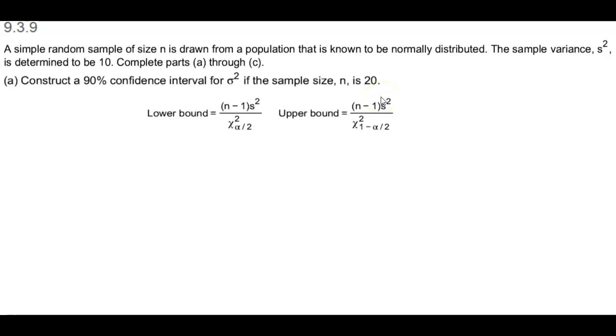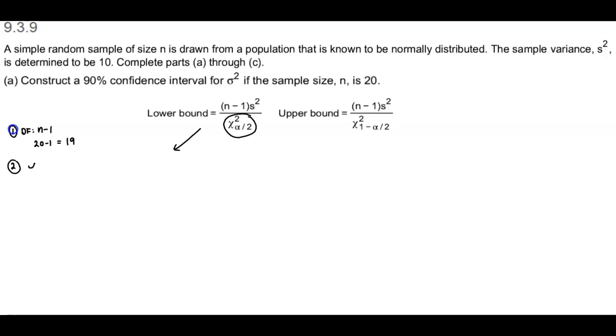Okay, so the first thing we need to do is find the degrees of freedom. That's going to be n minus 1. Therefore n is 20, and when we subtract 1, we get 19. Now we're going to look for the lower bound. In order to find the lower bound, we need to find this critical value here.